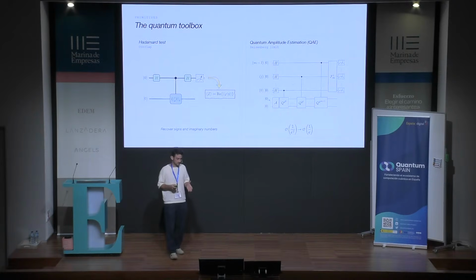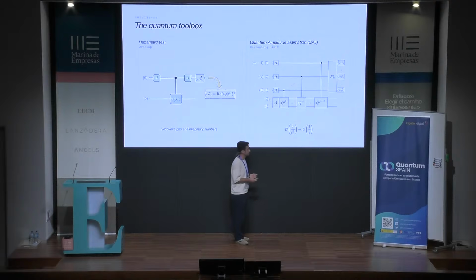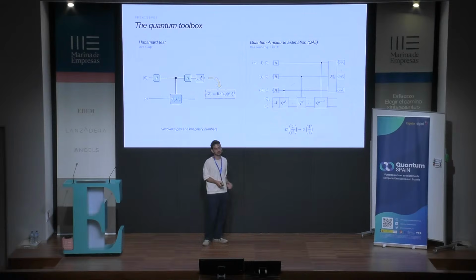This is the Hadamard test, which allows us to calculate the inner product between two states. And this is going to be similar to doing a Riemann sum, and this Riemann sum is similar to doing an integral, as you know. And the other one is quantum amplitude estimation, which allows us to estimate the amplitude of a state in linear complexity with the precision, instead of quadratic, which would be just doing some measurements, okay?